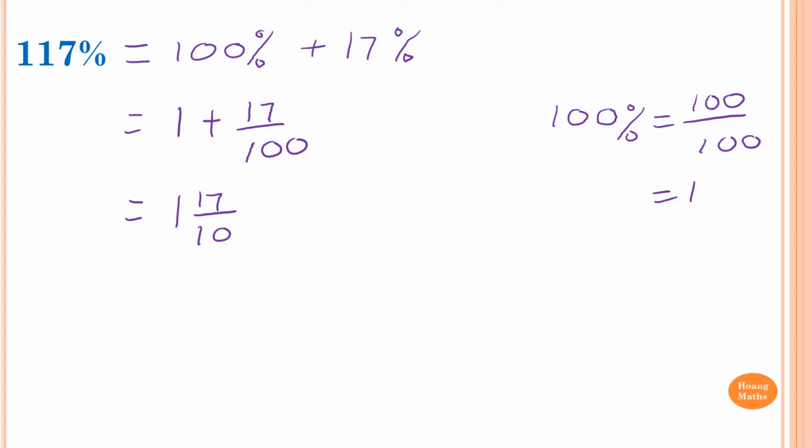But I don't want to do this method. I just do what I did earlier. So this means that 117% is the same as 117 all over 100. So 117% is just the same as 100 goes into 117 is 1, remainder 17. So the answer is 1 and 17 out of 100.